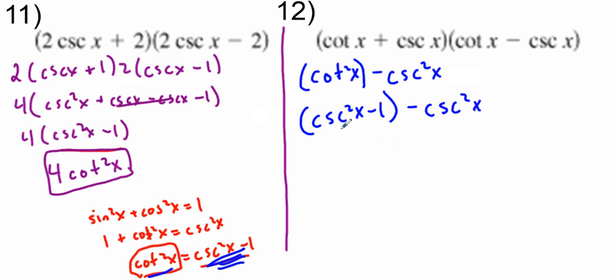And now what you notice is these two will cancel out. Yeah, they will cancel out. And so what we're left with is negative 1 as our answer. And that's our answer right there, negative 1. Pretty cool, huh? So not too hard.